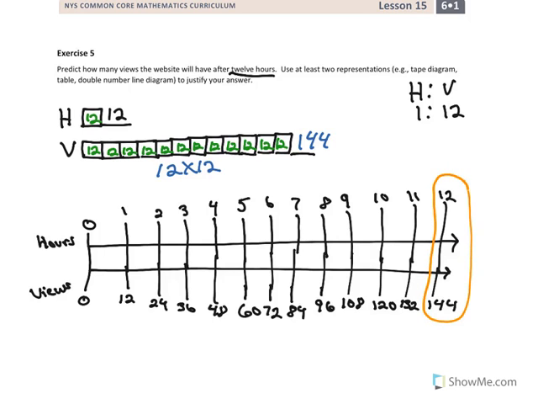And so we would have come up with, in 12 views, it would be 144. In 12 hours, it would be 144 views. And so that is exercise 5. Let's take a look at exercise 6 and 7, which I would like you to do on your own.